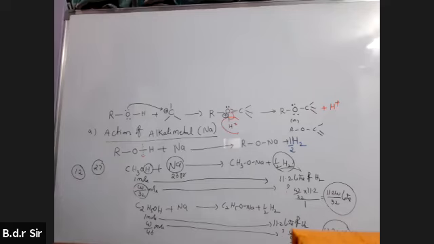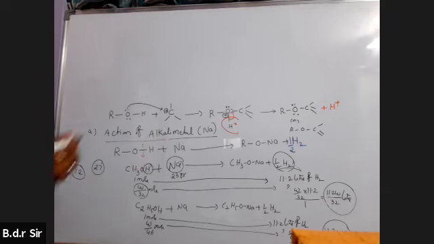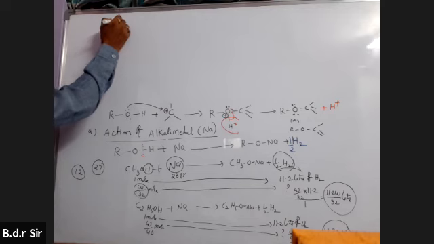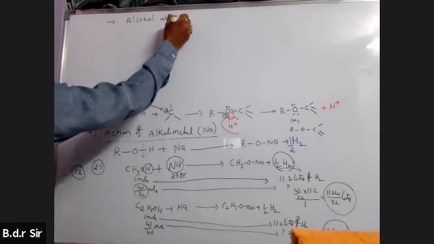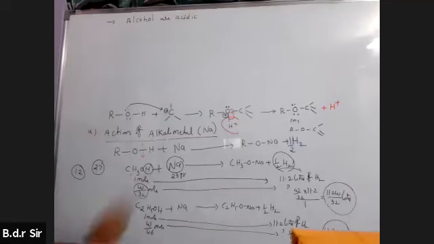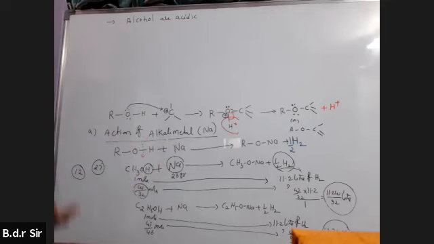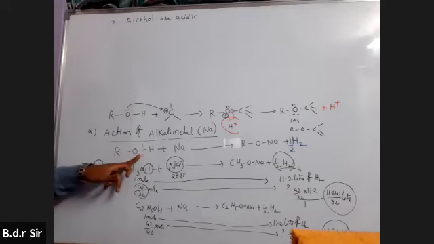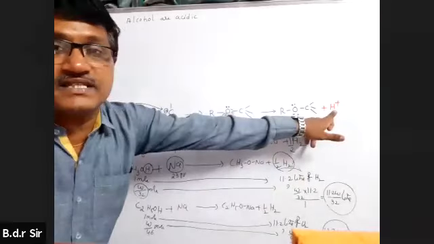Next, I told you this reaction indicates that alcohols are acidic. Why are they acidic? According to Bronsted-Lowry theory, what is an acid? The substance that gives H plus ion. Here the H plus ion is converted into H2.